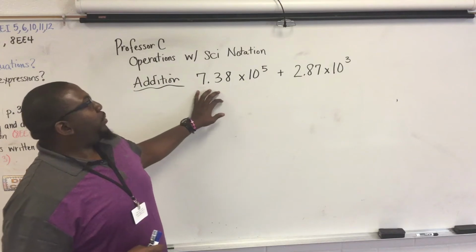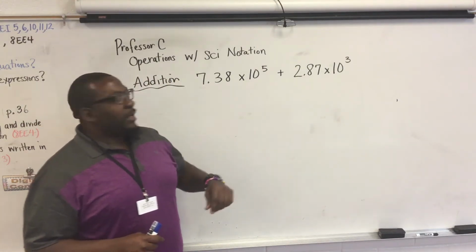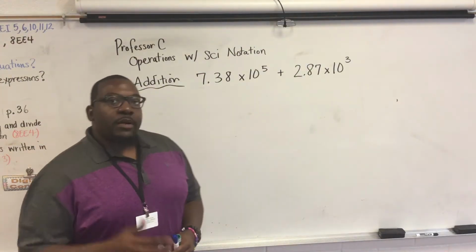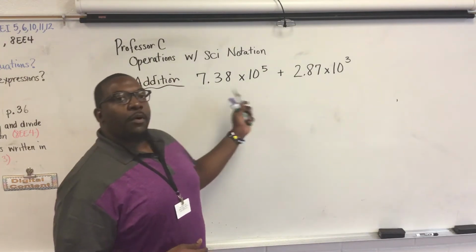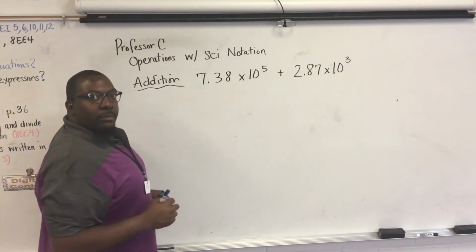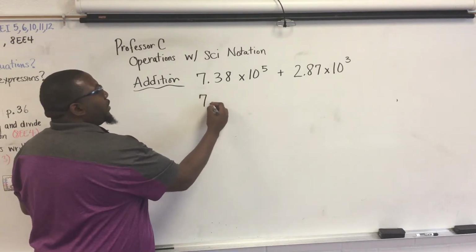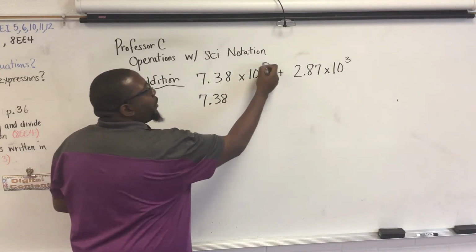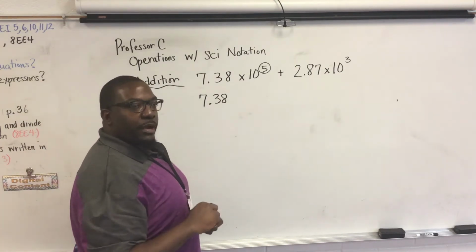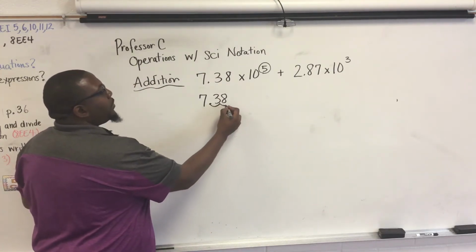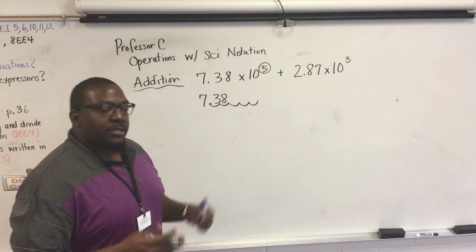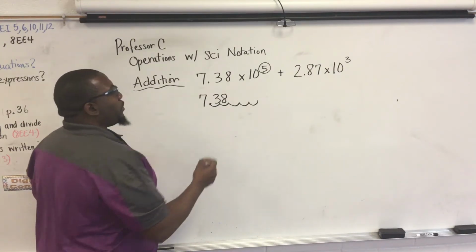Okay, I have 7.38 times 10 to the fifth and 2.87 times 10 to the third. One of the things I want you guys to do is to rewrite the numbers in standard form. So this first number should look like this. My exponent of 5 tells me to move my decimal place 5 places to the right. So let's do that. 1, 2, 3, 4, 5. Those empty places or placeholders, I want to put zeros in.